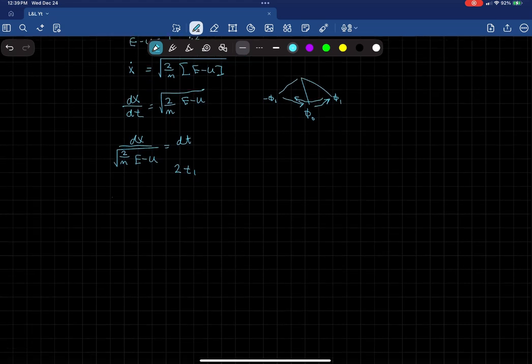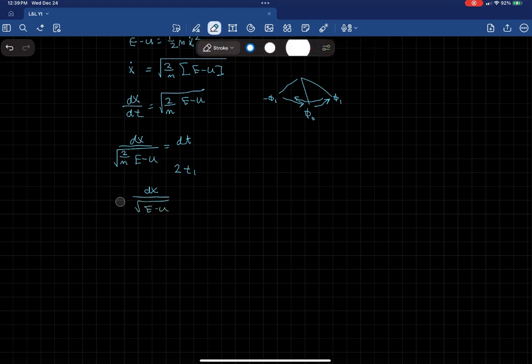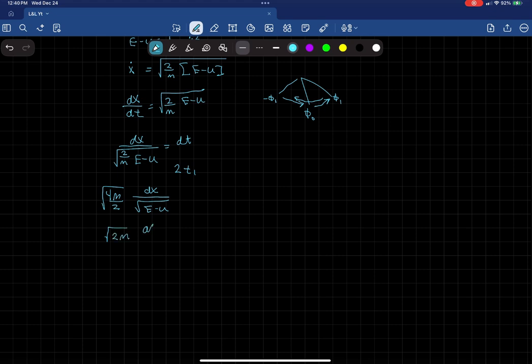So we will get 2 times the square root of m over 2, dx over the square root of E minus U. And taking the 2 inside of the square root, we get 4m over 2. All of this simplifies to the square root of 2m, dx over the square root of E minus U, and it will be equal to dt.